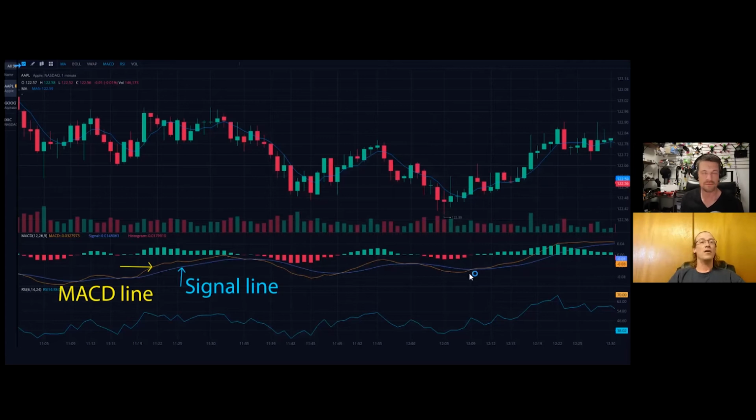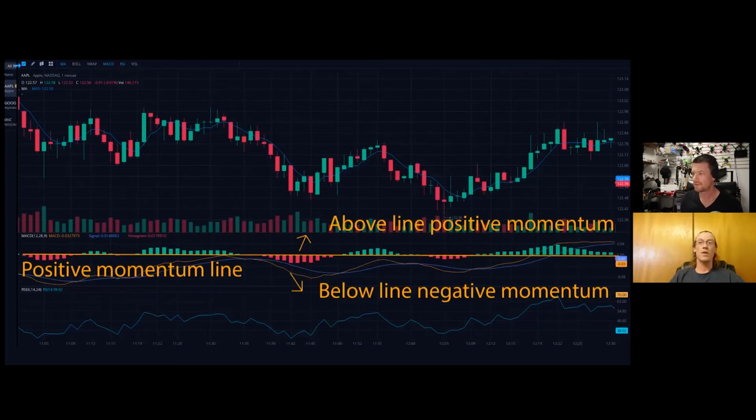And then you have the center that the lines move around, which is called your positive momentum line. If the MACD line is above the positive momentum line, the overarching trend of the stock is in an upward momentum. If the MACD line is below the center positive momentum line, then the overall trend of the stock is in a negative momentum.